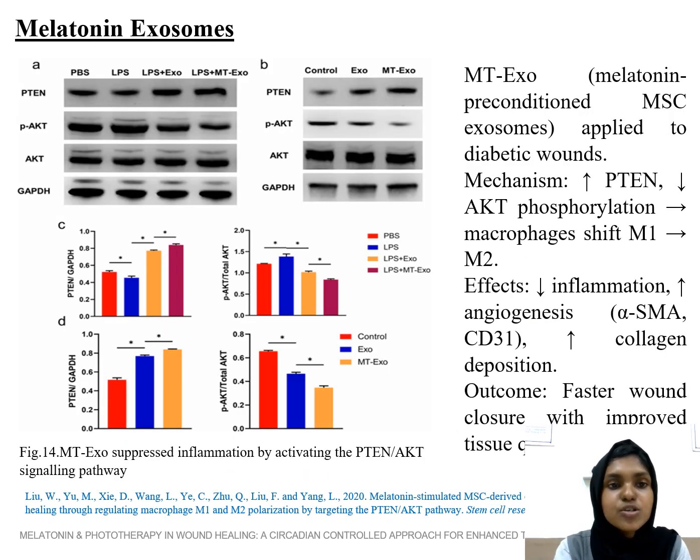Then the next slide shows the role of melatonin exosome. Melatonin exosome, also called MT-exo, is applied to diabetic wounds, and the mechanism shows in the figures that PTEN is high and AKT phosphorylation is low. That means macrophages shift from M1 to M2. Then the effect is that inflammation is low, angiogenesis is high, and collagen deposition is also high. That means the final outcome is faster wound closure with improved tissue regeneration.